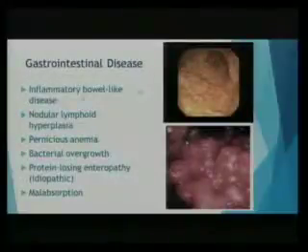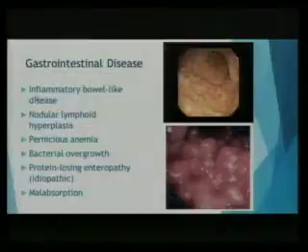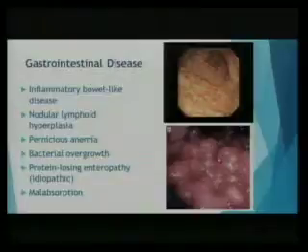The other thing as mentioned was that it can also affect the gastrointestinal tract, and so you can get IBD type disease. The other thing would be this kind of nodular lymphoid hyperplasia. You can see the very close up right there. Bacterial overgrowth, pernicious anemia, malabsorption.